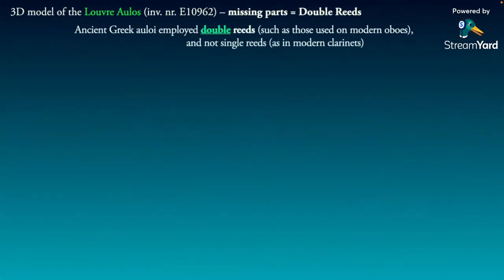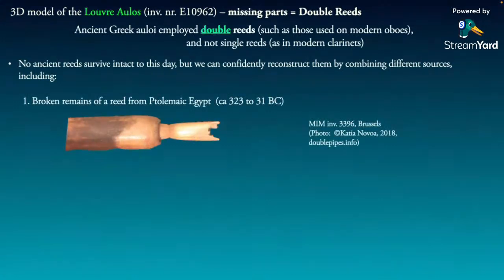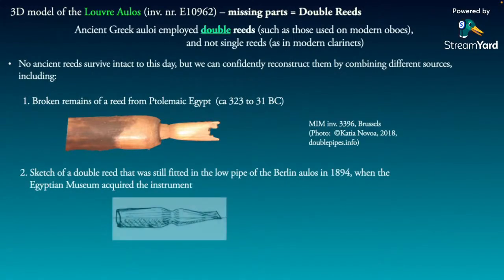On the other hand, we have a variety of sources that offer us pretty good evidence, and so we're in a good position to reconstruct the essential features of ancient reeds. These sources include broken remains of a reed from Ptolemaic Egypt, and a sketch of a double reed that was still fitted in one of the pipes acquired by the Berlin Egyptian Museum in 1894. Sadly, it's not there any longer, but it's very important because it confirms the general design and the fact that there were double reeds.